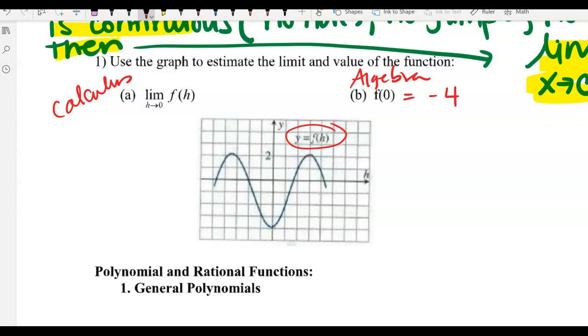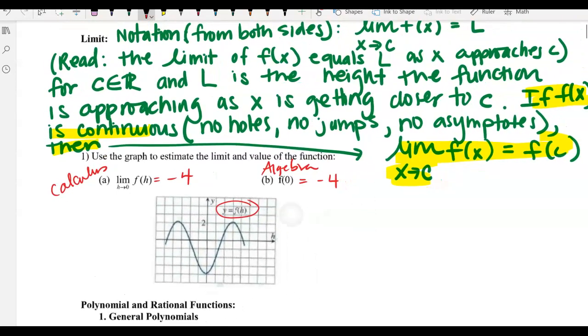Now calculus says, hey, find the limit. And based on the definition of limit, students, it's what's happening to the y. What is the height? We'll just find the y value as x is getting closer and closer to what? 0. So when x is getting closer and closer to 0, and it says from both sides, so I mean left and right has to be the same. What's happening to the height? Up or down? Down. So I'm getting closer and closer, and the y is getting closer and closer to what? -4.